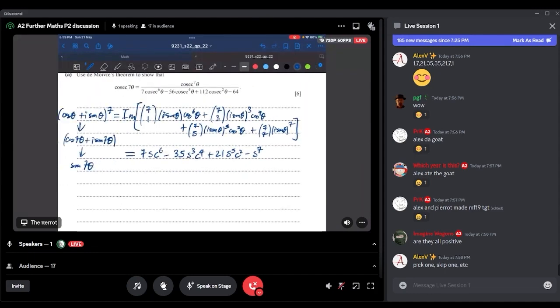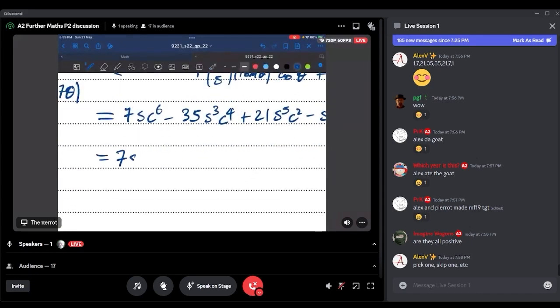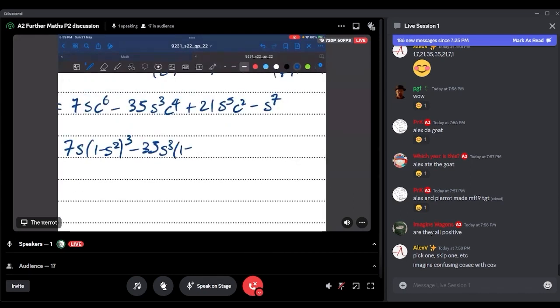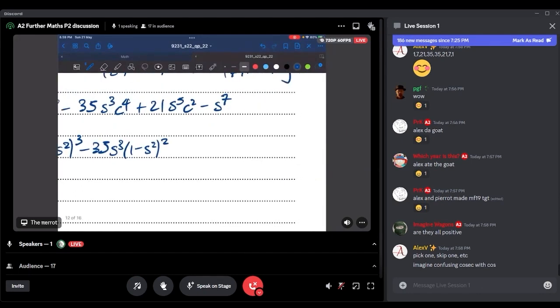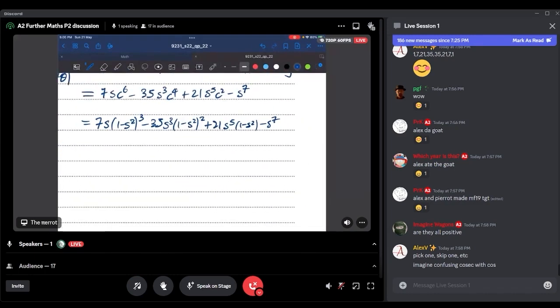But here's the thing. We don't want any cosine terms, so we have to make everything sine. Remember, you just have to use the identity cosine square is 1 minus sine square, and we just have to change everything here. Very tedious, I know. How many marks is this? 6. It's not worth 6 marks. I'd say if you give me 15 marks, then I'll do it. I don't care how you simplify this. I'm not doing it. I'm just using the marking scheme.